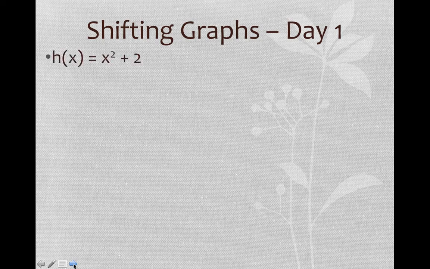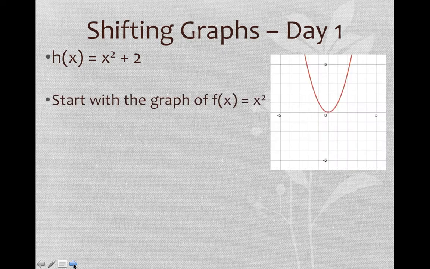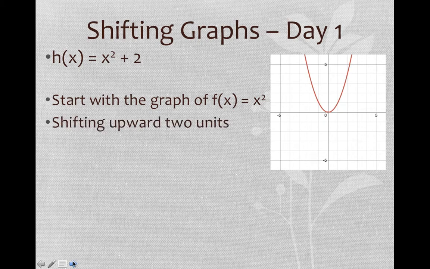Alright, so let's look at shifting graphs. If I have a function h of x equals x squared plus 2, the first thing that I'm going to do is start with the parent function, which in this case is the square function or the quadratic function f of x equals x squared. And you can see the picture of it here. It has the points 0, 0, 1, 1, and negative 1, 1. Those are the critical points. We're going to take this graph and shift it up to give us the graph of x squared plus 2.